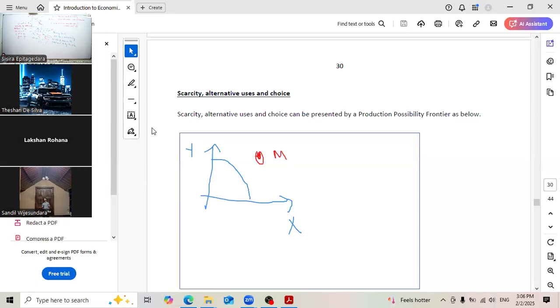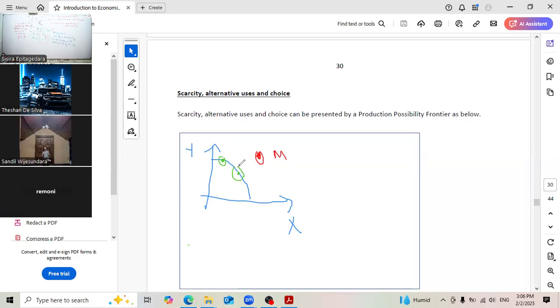Now, next one, choice and alternative uses. For alternative uses, you can mark 3 points on the PPC: one point, another point, and another point. What are the points? You can name them like X, Y, Z. No, A, B, C. If you want, you can use any letter. It's okay. A, B, C. Clear?